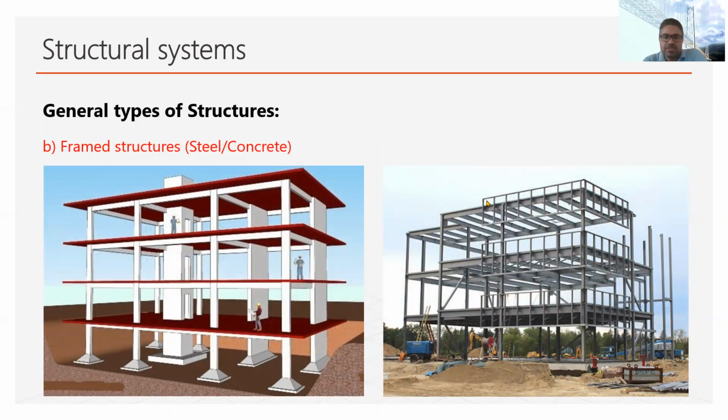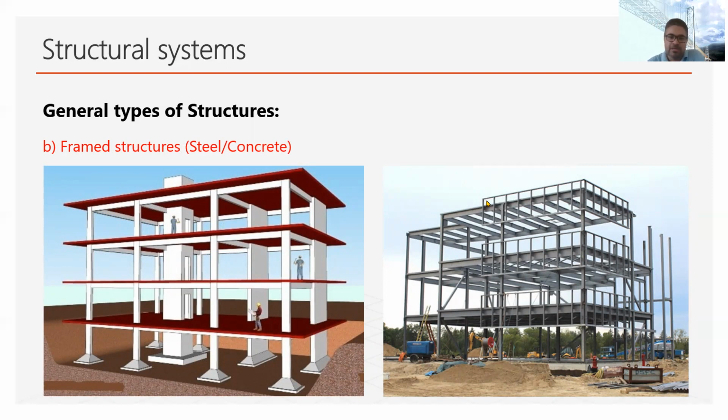The other type of structures that comes under the category is the frame structures. So these frame structures consist of steel or concrete skeleton which is designed to resist the load applied to them from the plate element. So the plate elements are slabs which transfer the load to the frame, and the frame transfers the load to the foundation and subsequently to the soil.